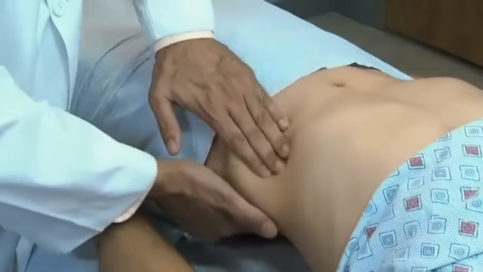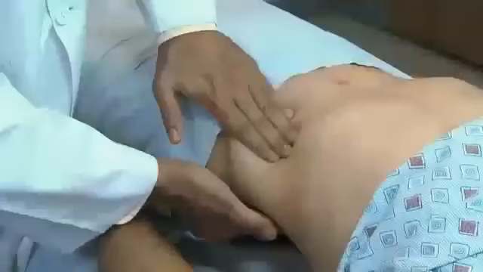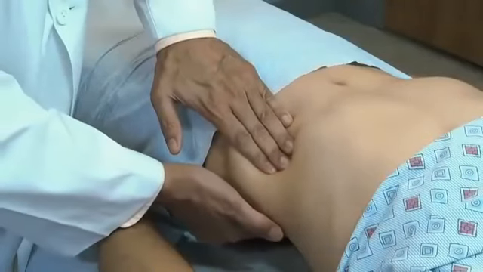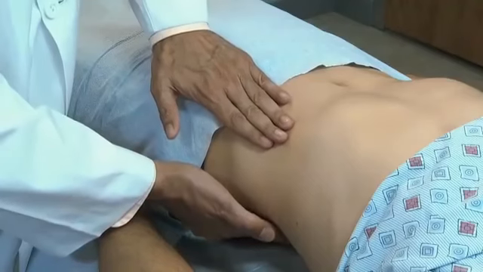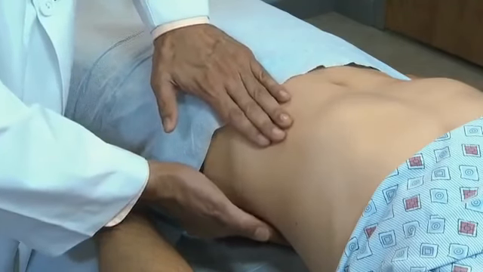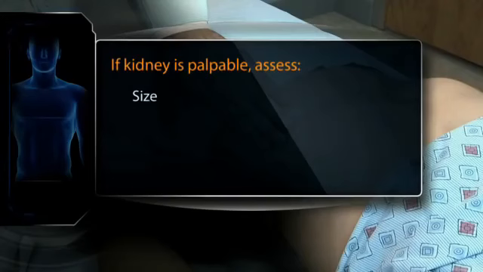Ask the patient to breathe out and then stop breathing and hold your breath. Slowly release the pressure of your left hand, feeling at the same time for the kidney to slide back into its expiratory position. If the kidney is palpable, assess its size, contour, and any tenderness.